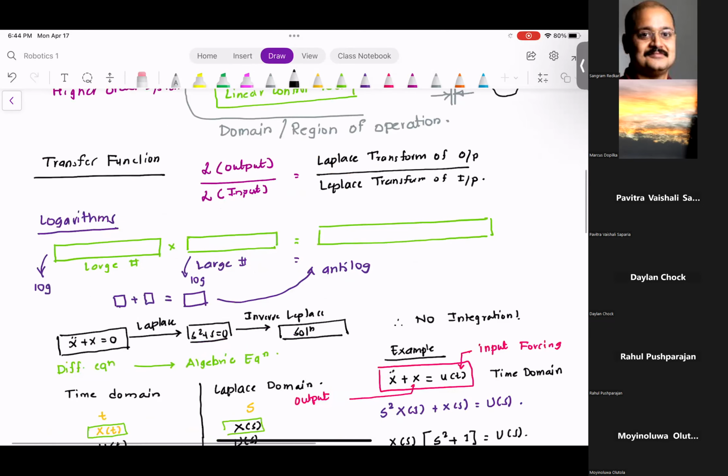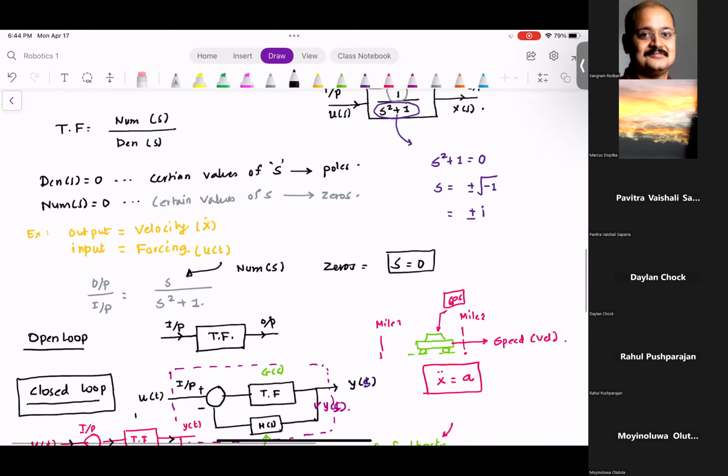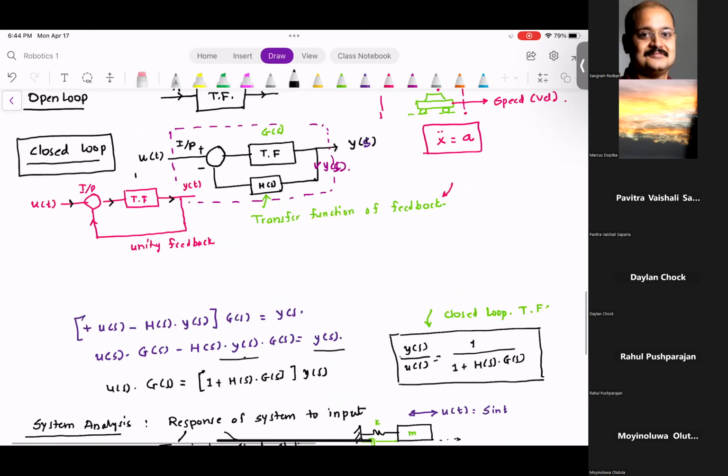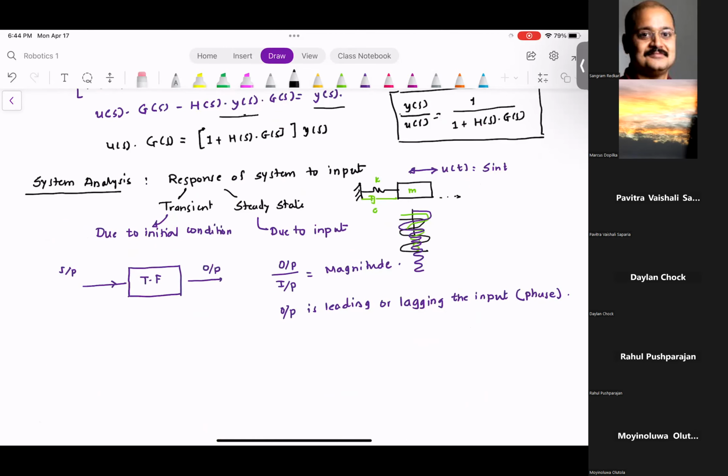Now there are multiple types of systems, and one important aspect that we need to take into account is the order of the system. So, system order. System order is nothing but the highest order of derivative in that system dynamics.